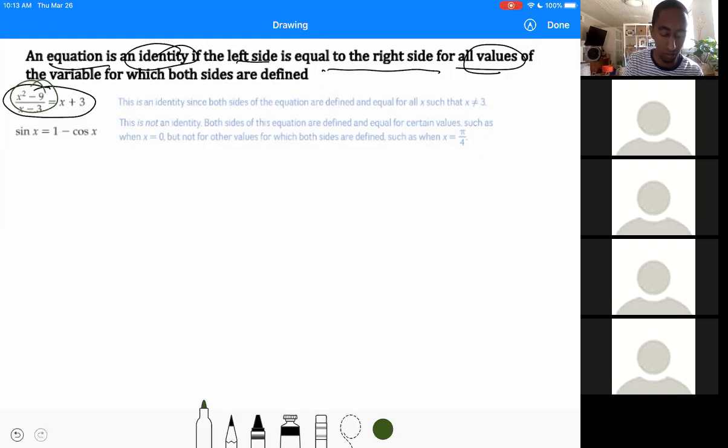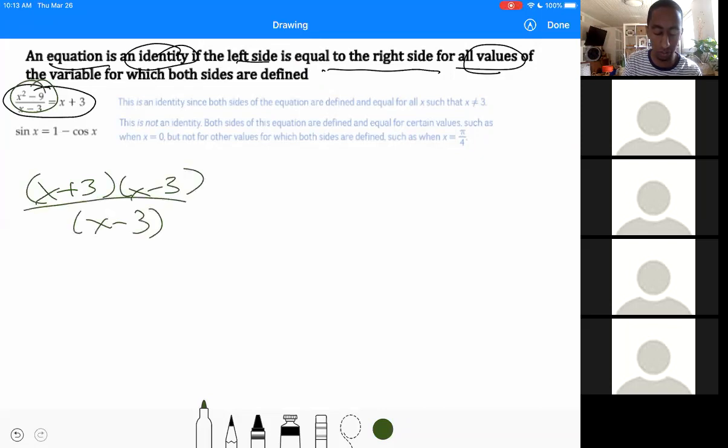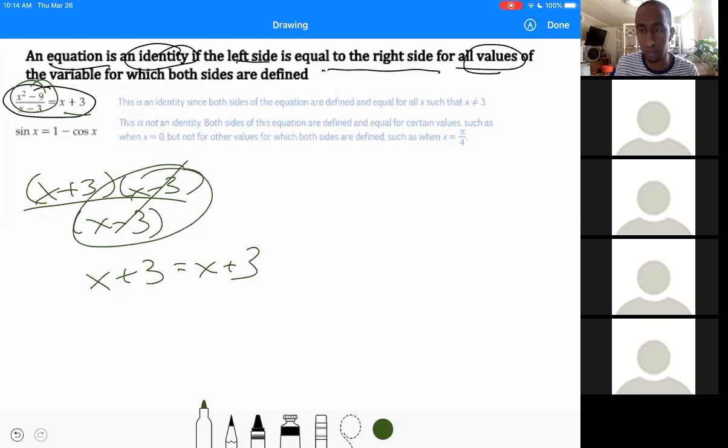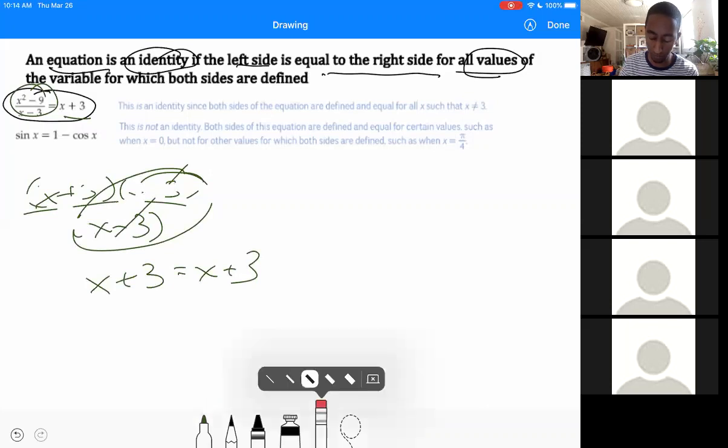If we just think about this, the reason why that's true is because you could factor the top, by the way, to x plus 3 and x minus 3, right? And the bottom will be x minus 3. That will cross out. So you just end up with x plus 3. And then you have x plus 3 over here. So it's the same on the left and the right side. So therefore, any number you plug in for x is going to be true, right? Because the left side already equals the right side. The only one that is not true is right here at 3, because you're going to have a missing value that is going to be undefined, okay? So that's by definition what an identity is.